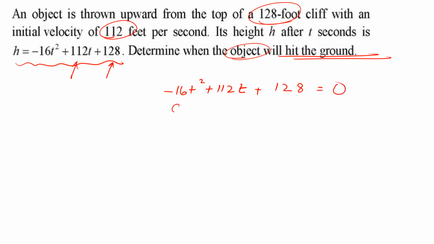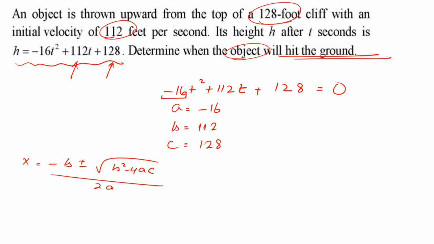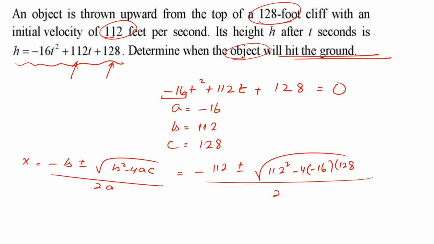Now write down what is your A? Negative 16. Please don't forget to write your negative. What is your B? 112. And what is the C? 128. Write down here the quadratic formula, B square minus 4AC over 2A. Now minus B is 112 plus minus square root of B square, 112 square, minus 4, A is negative 16 and C is 128, over 2 times negative 16. So I just replace the A, B and C values at the correct places.